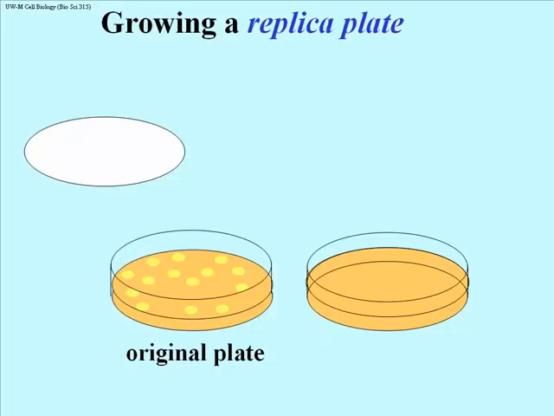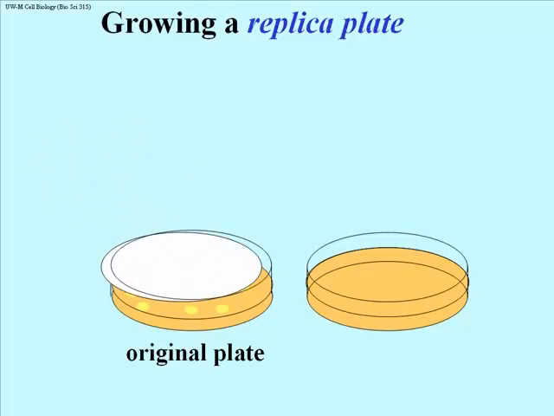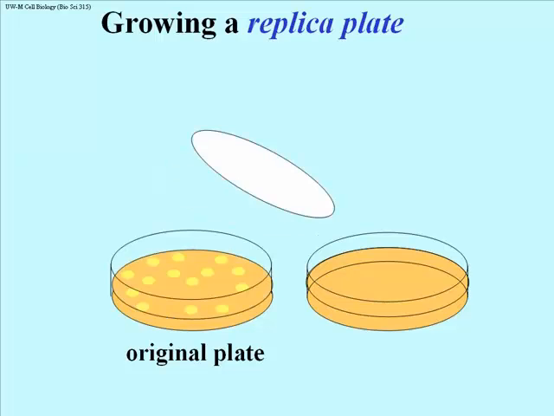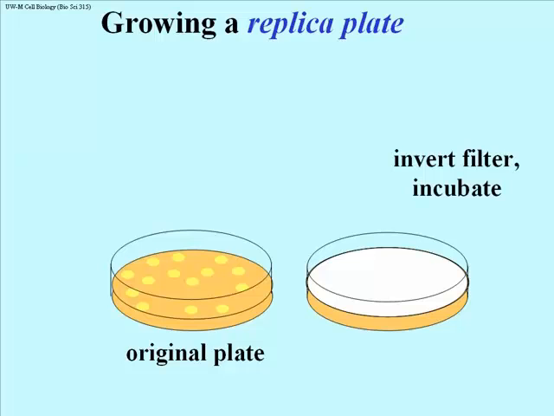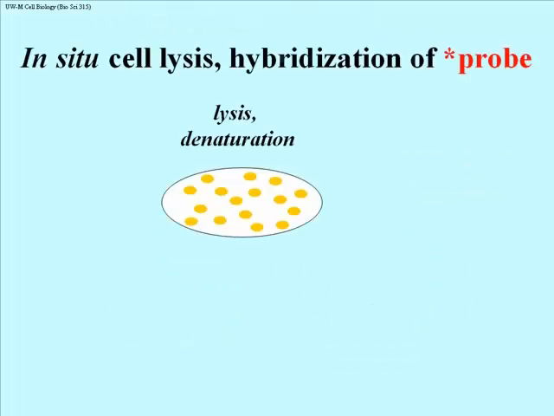What you do is place a filter on top of the colonies to produce a replica. So you're going to put the filter on top. The filter is going to pick up a few cells from every colony, and then you take that filter and you turn it right side up, colony side up, and put it on a fresh plate. And over time, growth in that dish will produce a mirror image of the colonies that were on the original plate. That's the replica plate.